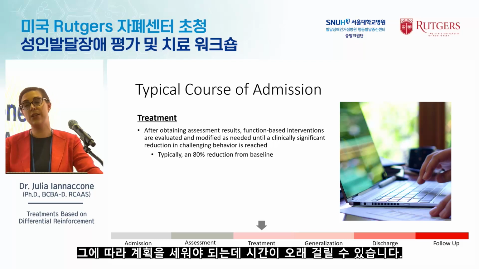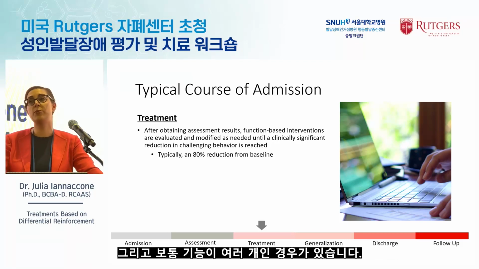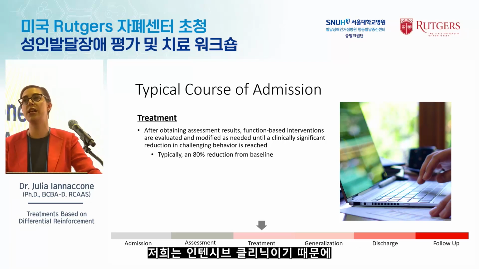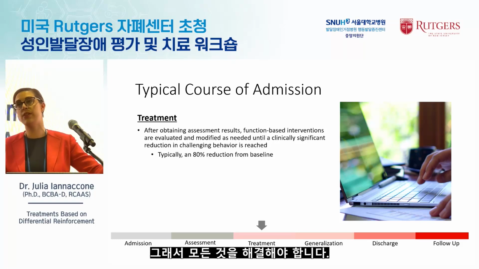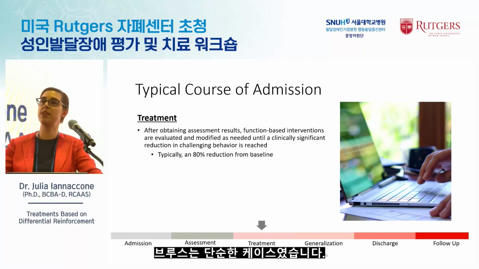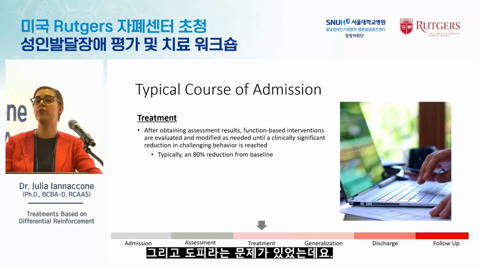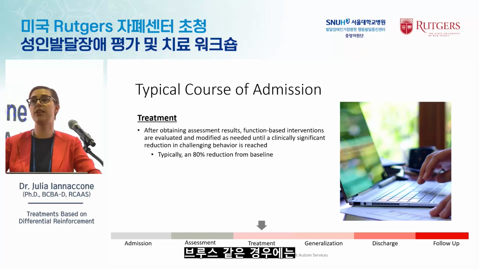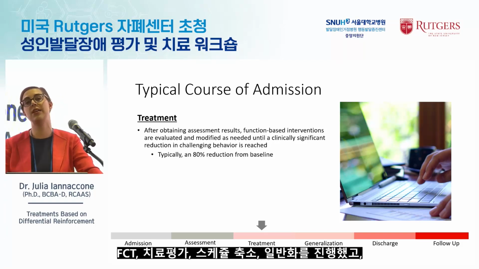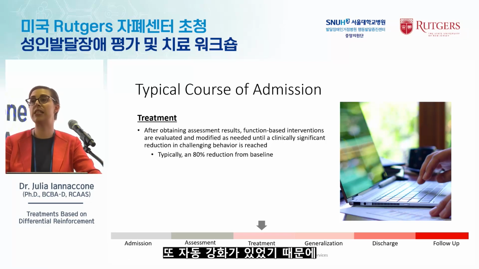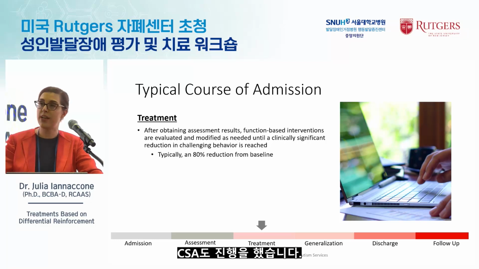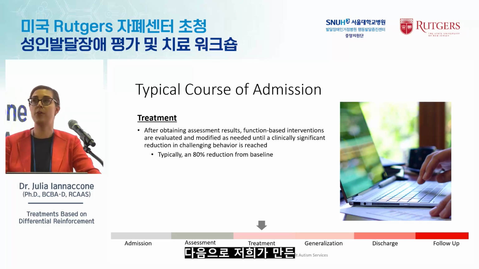So that could take a long time. And also if you have multiple functions, which we usually do, because it's the intensive outpatient clinic, we usually have individuals who engage in problem behavior for multiple reasons, and you have to address all of those. So Bruce was a simple example of that. He had escape maintained problem behavior, and he had automatically maintained problem behavior. So for Bruce, we did the FCT, we did the treatment evaluation, we did schedule thinning, we did generalization. His compliance is low, so then we did a compliance treatment evaluation. And we also needed to address his automatic function, so we did a CSA, we did the competing stimulus treatment evaluation, and then we have to identify if that treatment package works as a whole.